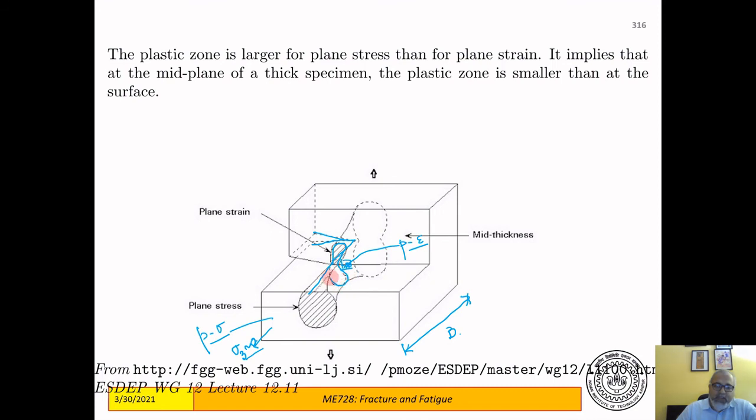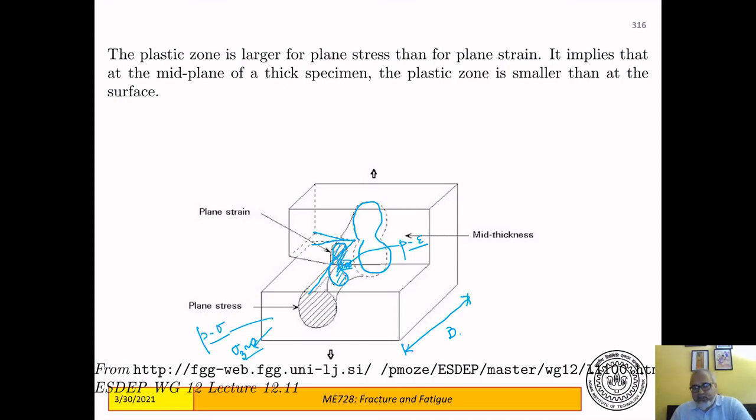and therefore the plastic zone shape at the center of this body is going to be much smaller because it's in plane strain than the plastic zone on the surface of the body, which is more in a plane stress kind of condition. So at mid-thickness you will have a smaller plastic zone, and at the surfaces you will have a larger plastic zone. So if you have some way of seeing the plastic zones visually, you will see a much larger plastic zone when you look at the surface. Okay, so this is one deduction that you can immediately make.